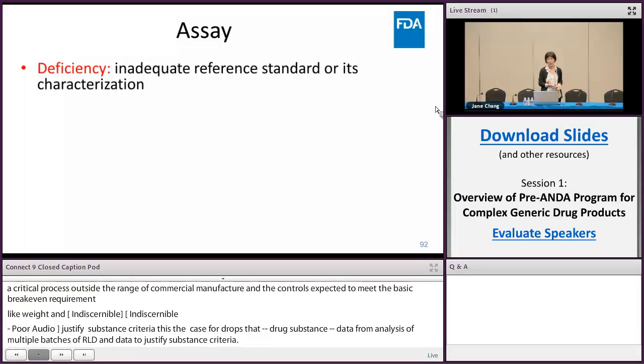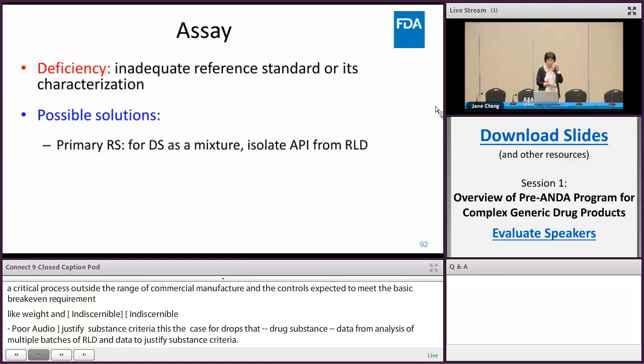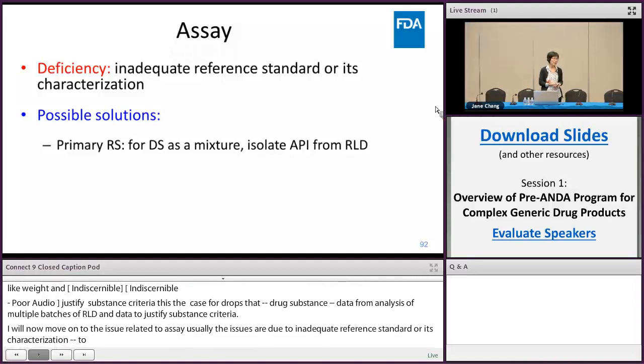Usually, the issues are due to inadequate reference standard or its characterization. To address these issues, the applicant could address through a primary reference standard. Again, for a drug substance that is a mixture, and if there is no available USP reference standard, the applicant may isolate the API from RLD.